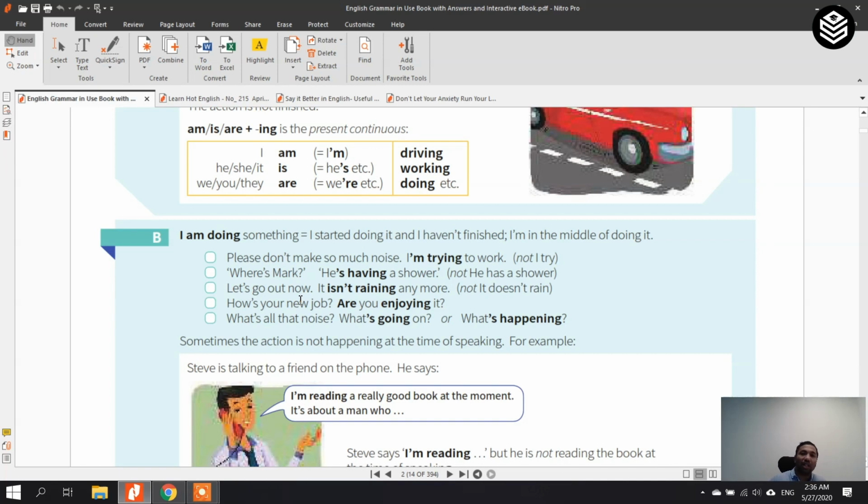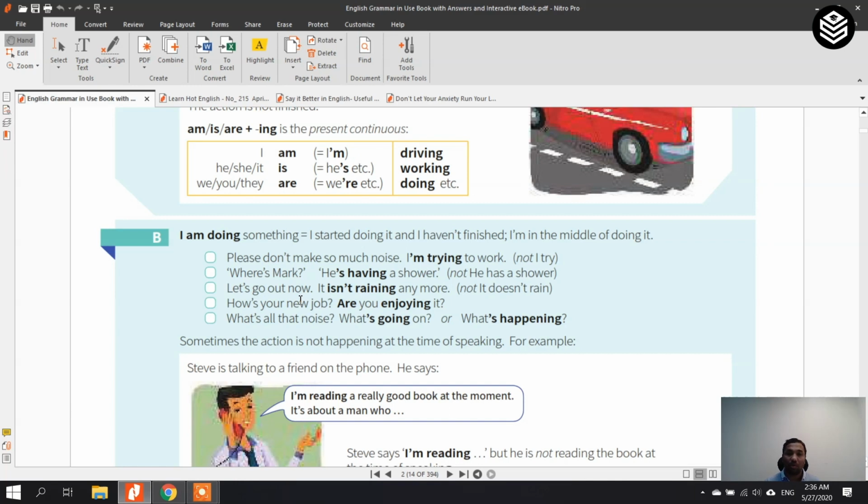Okay, the third example, if you see: let's go out now. It's not raining anymore. So it was raining before, and it means it's present continuous. For example, you are talking to your friend. There is rain now, so you will say to your friend, it's raining here. Now it isn't raining anymore. Someone in a group of friends is saying, okay, we have to go out now. So let's go out now. It's not raining anymore. Okay, we don't use 'it doesn't rain' here.